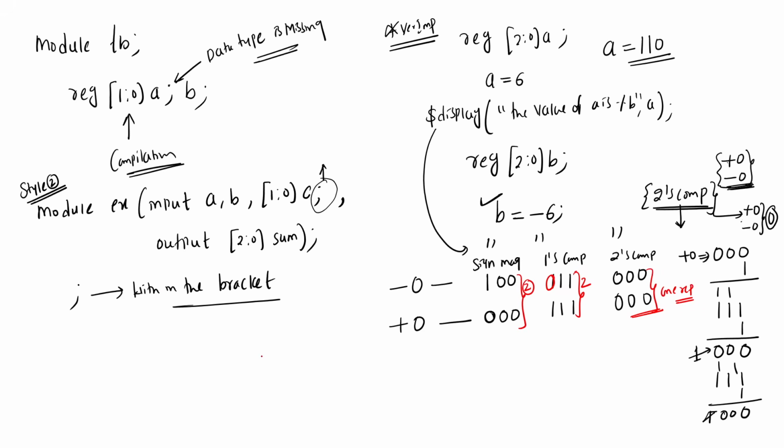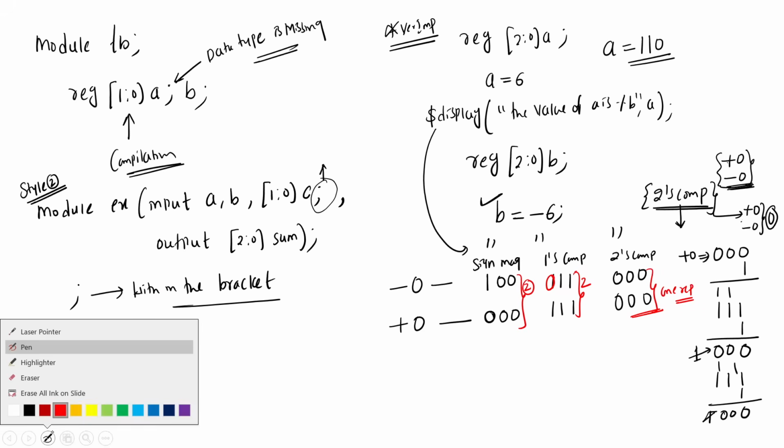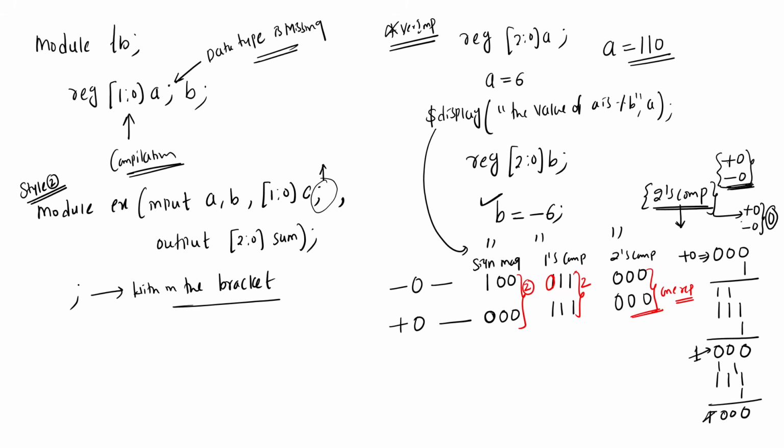That's why minus 6 is there. How to represent minus 6? You know plus 6 is 1 1 0, 3 bits. What is the one's complement? 0 0 1. Adding 1 to this, what are you getting? 0 1 0 you will get.